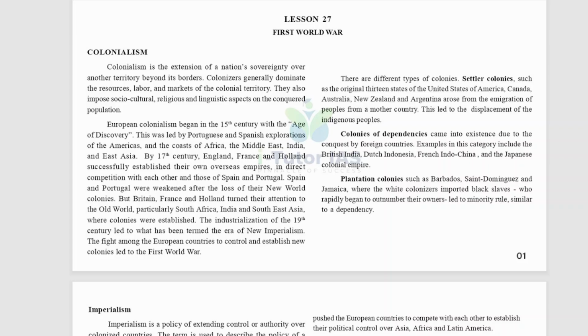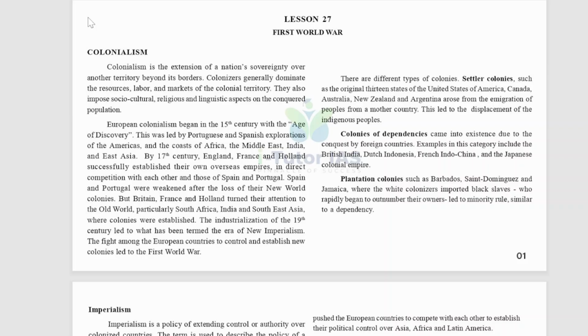And first of all, colonialism. This is the extension of a nation's sovereignty over another territory beyond its borders. Colonizers generally dominate the resources, labor, and market of the colonial territory. They also impose socio-cultural, religious, and linguistic aspects on the conquered population. And European colonialism began in the 15th century with the age of discovery.